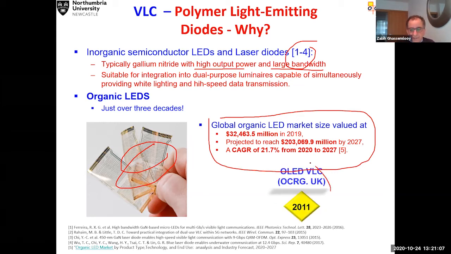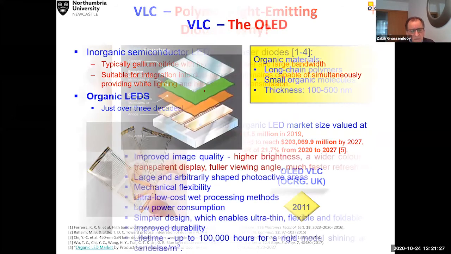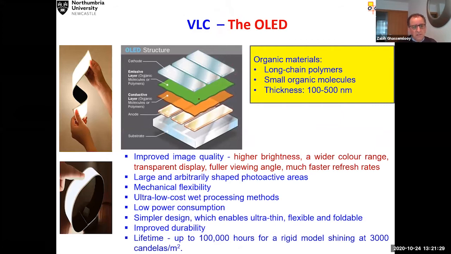So 2011, we were the first group in the world where for the first time we demonstrated OLED-based optical communication. And that was the beginning of VLC with OLED. This is how it looks like. It's a layer structure. I don't want to go through that. I'm not a material scientist and so on. So you have anode, cathode, and there you have got various materials in order to generate electron hole, and therefore you get photons and so on. But let's look at the features. You know, very thin, 100 to 500 nanometers, made of long chain of polymers.